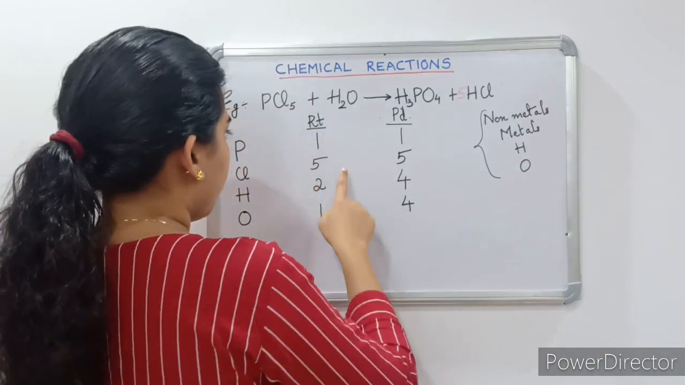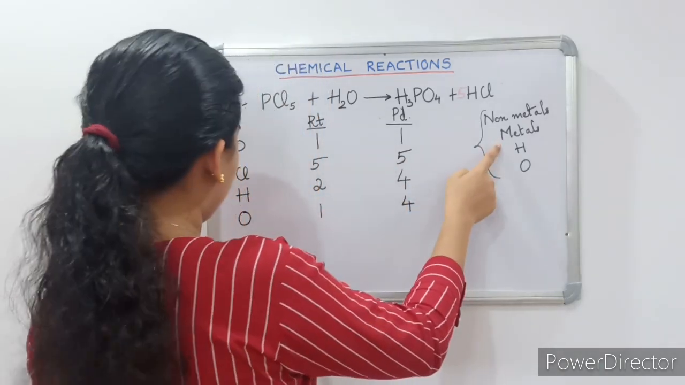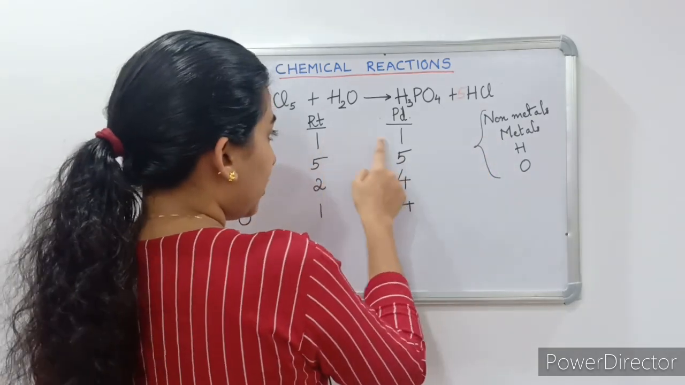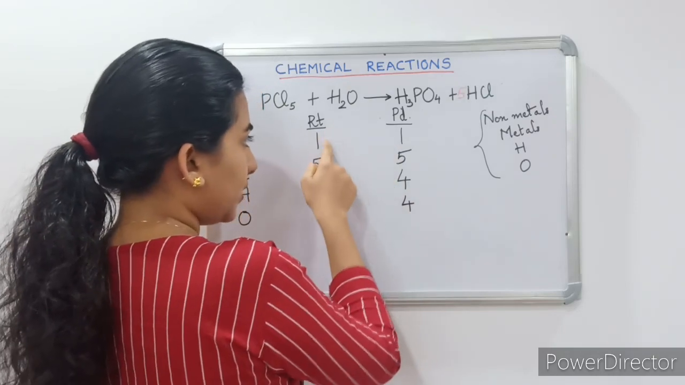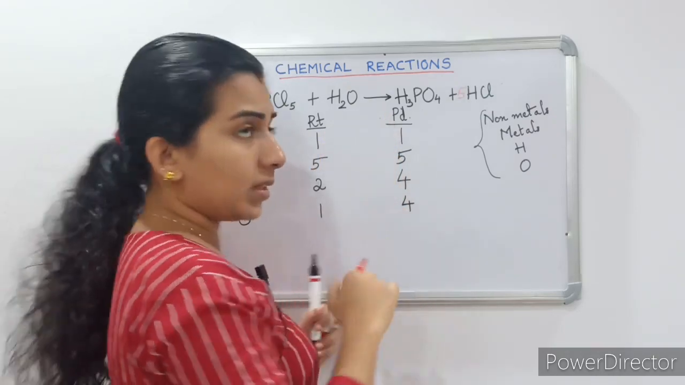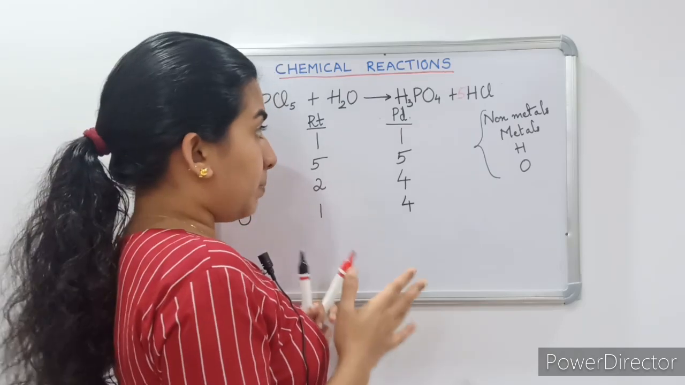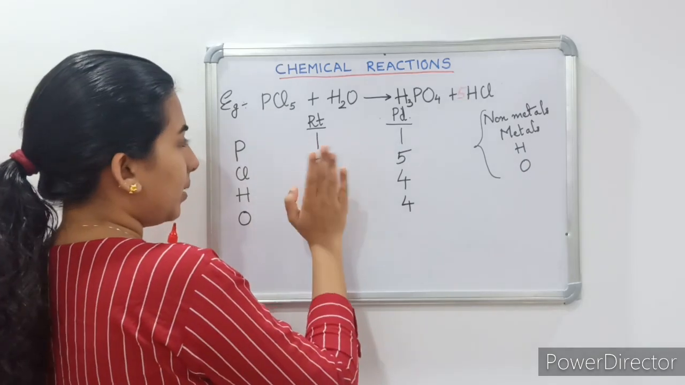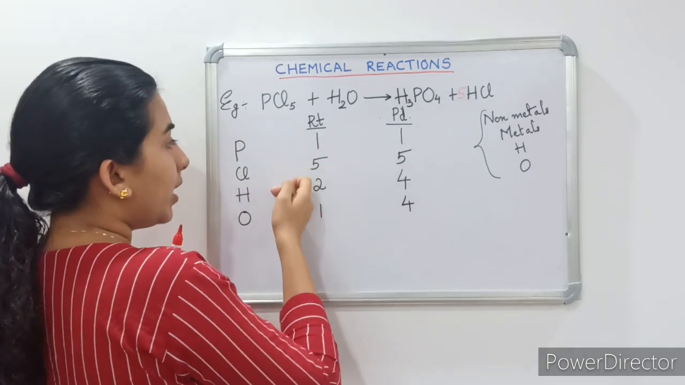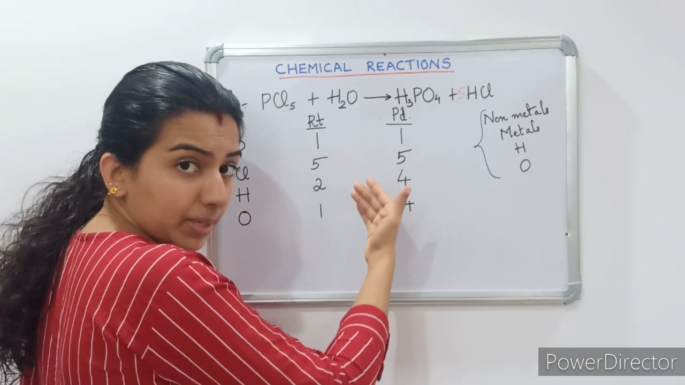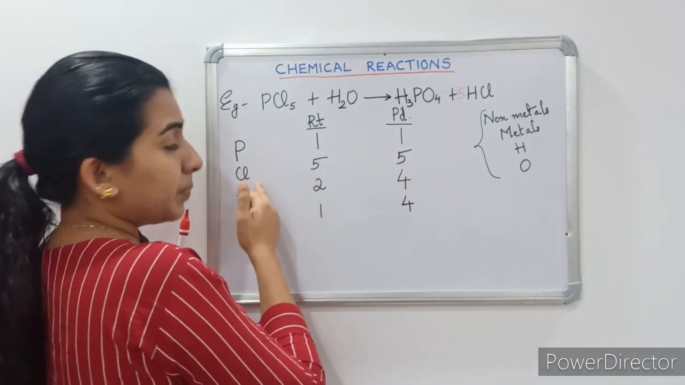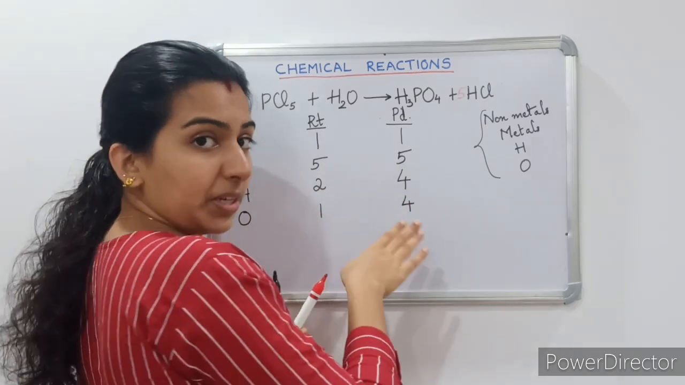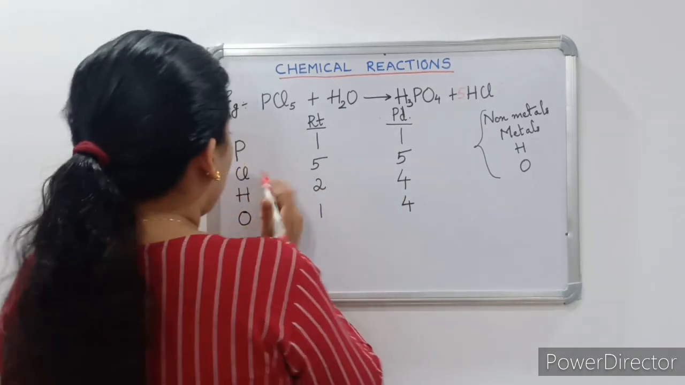Now take the next, metal. Among these, phosphorus is treated as the metal, but phosphorus is already balanced, 1 in the reactant side and 1 in the product side, so there is no need of balancing it again. But we have to check one important point, that while balancing the next elements, we have to check the previous element which we have balanced, whether we are altering the previous element's balancing or not.